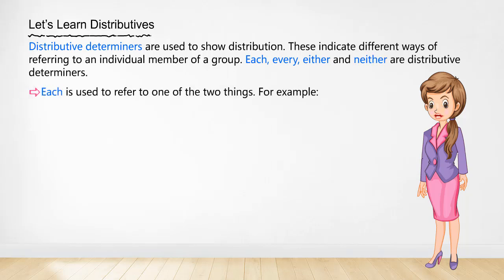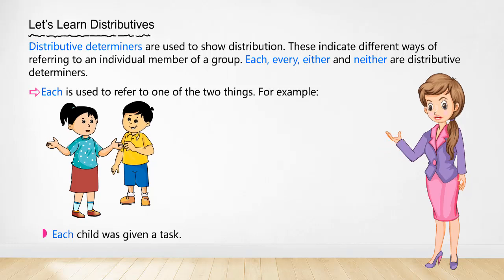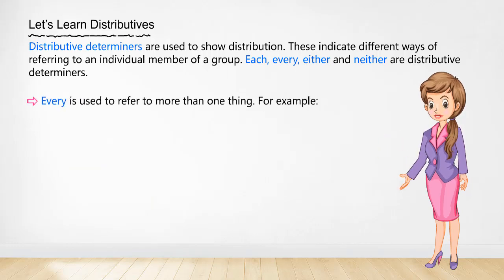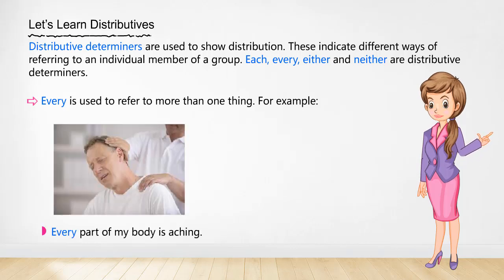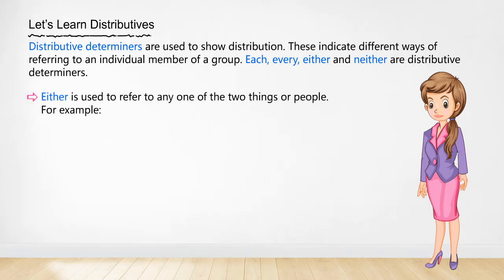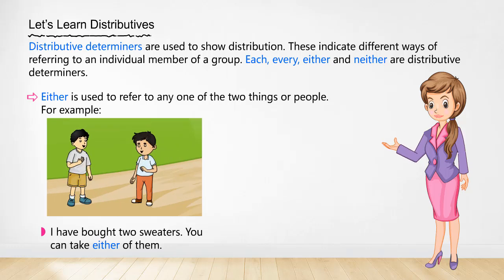Each is used to refer to one of the two things. For example, each child was given a task. Every is used to refer to more than one thing. For example, every part of my body is aching. Either is used to refer to any one of the two things or people. For example, I have bought 2 sweaters. You can take either of them.